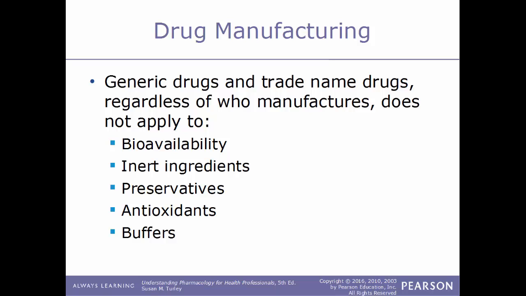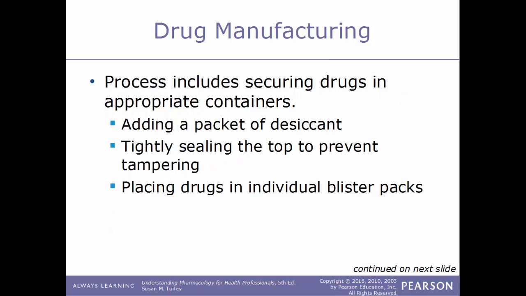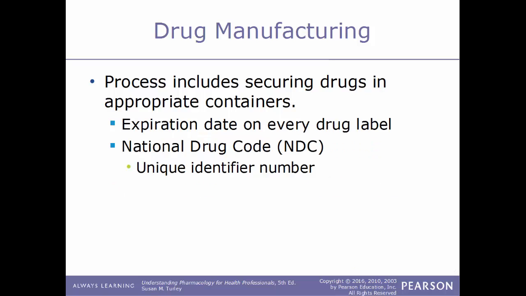Now, manufacturing of generic drugs and trade name drugs, regardless of who manufactures them, does not apply to the bioavailability of the drugs, the inert ingredients, the preservatives, the antioxidants, and the buffers used. The process also includes securing drugs in appropriate containers, such as adding a packet of desiccant, which is a drying agent for drugs, tightly sealing the top to prevent tampering, and placing individual drugs in blister packs. This also includes the expiration date on every drug label, and all drugs must have an NDC number, which is a unique identifier number for the National Drug Code.